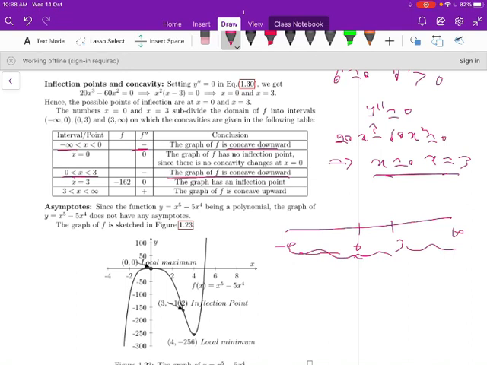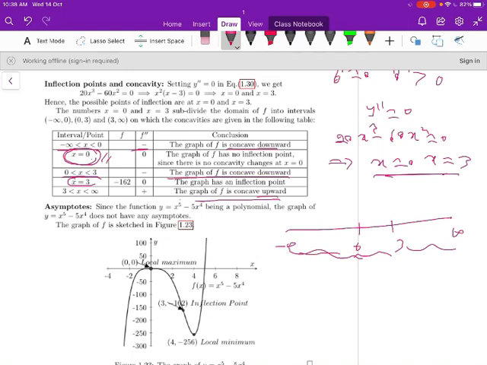So there is no point of inflection at x equal to 0, because there is no concavity change at x equal to 0. The graph of f is concave downward for the interval minus infinity to 0 as well as 0 to 3. So there is no change in concavity at x equal to 0. Now for 3 to infinity, the graph of f is concave upward. Therefore the concavity changes at x equal to 3 from downward to upward.